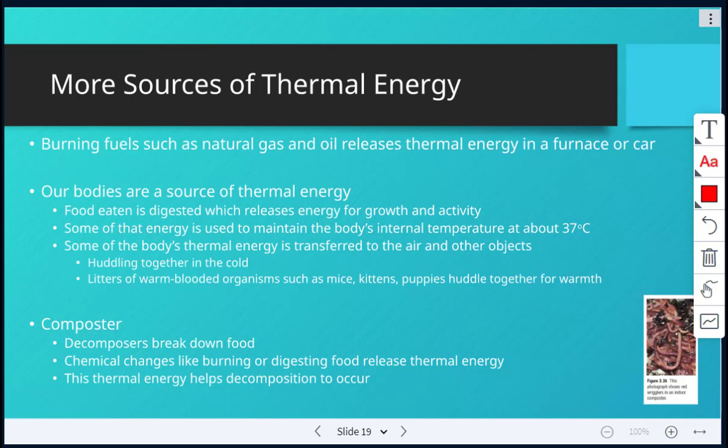Examples like huddling together in the cold, litters of warm-blooded organisms like mice, kittens, puppies, they will huddle together for warmth. A composter, shown in this little diagram here, we have some worms and so on in a composter. So these decomposers, they break down food. The chemical changes like burning or digesting food release thermal energy, and that thermal energy will also help the decomposition to occur.